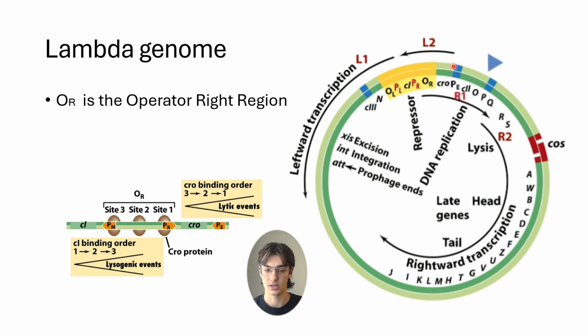As we mentioned, it is circular and it has this OR region, which is going to be with CI proteins. They will bind in a certain order onto this region, which causes lysogenic events to occur, whereas the CRO protein will bind in the opposite direction, and that will cause lytic events to occur. So this same region is responsible for both lytic and lysogenic events, but it just responds differently to different proteins.